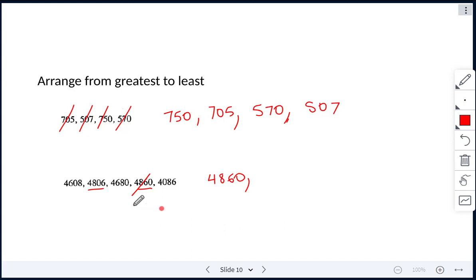Next would be 4,806. All right, next, we have 6 in the hundreds place. We have 2 of them, 4,608 and 4,680. All right, so the next greatest would be 4,680. Next will be 4,608. And then our last one is 4,086. All right, so always go from left to right when working on rearranging these numbers.